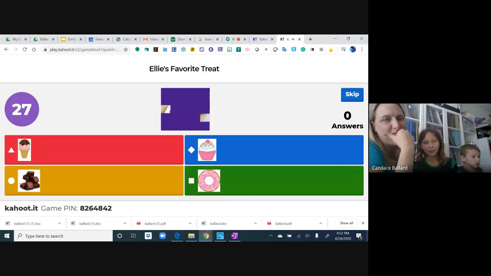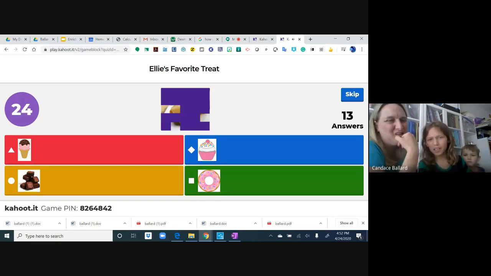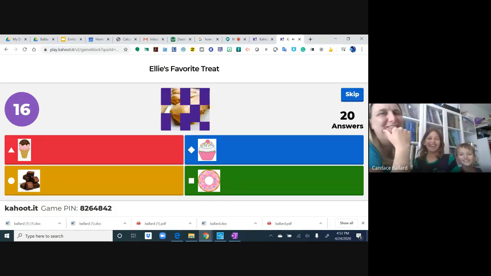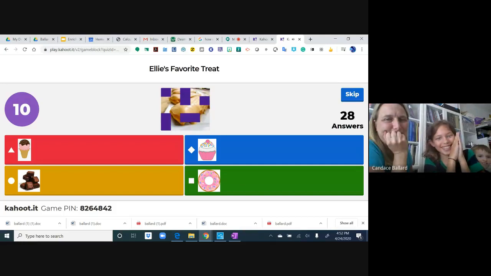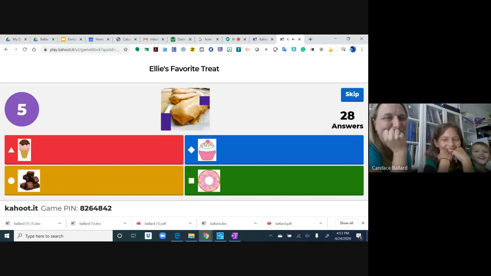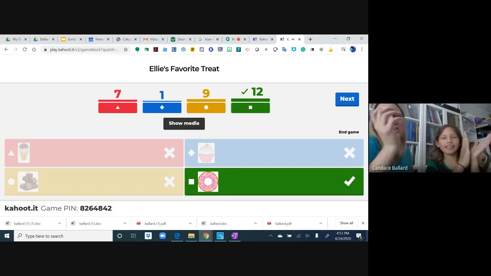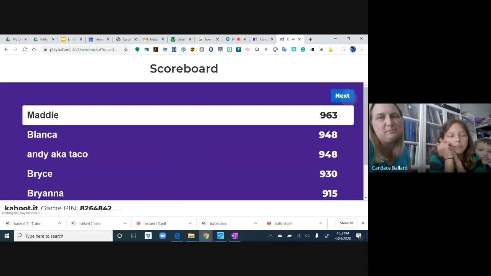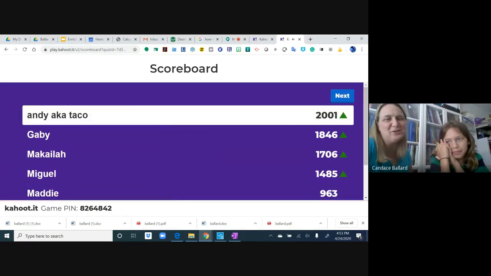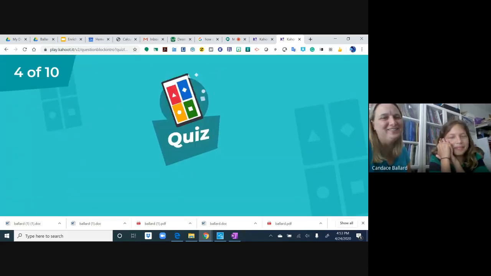Ellie's favorite treat. Ooh. What's that one? Chocolate. What's that one? Ooh. I like that one. Yeah, you like that one. Bacon. That's delicious. I don't like those. There we go. Yay! She loves donuts, maple bars specifically, but everything with bacon on top isn't bad. Oh, Andy's winning.